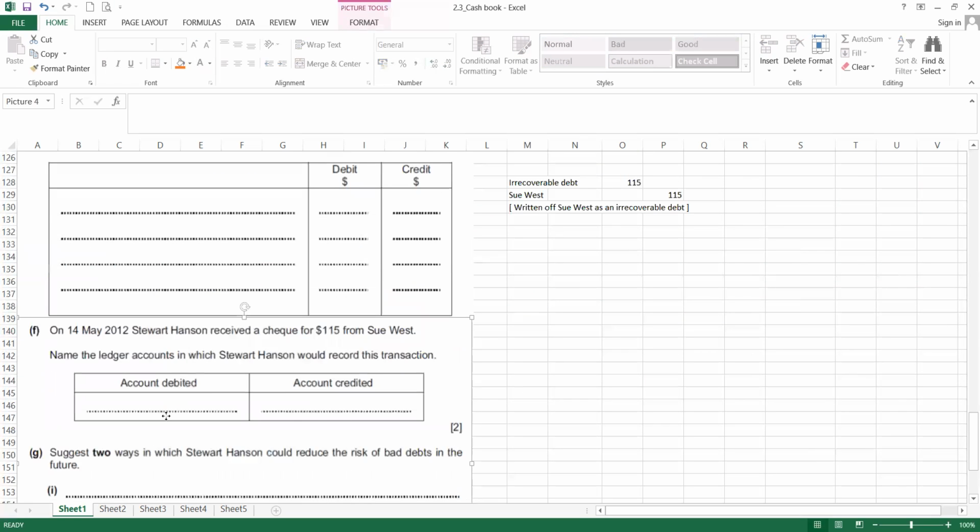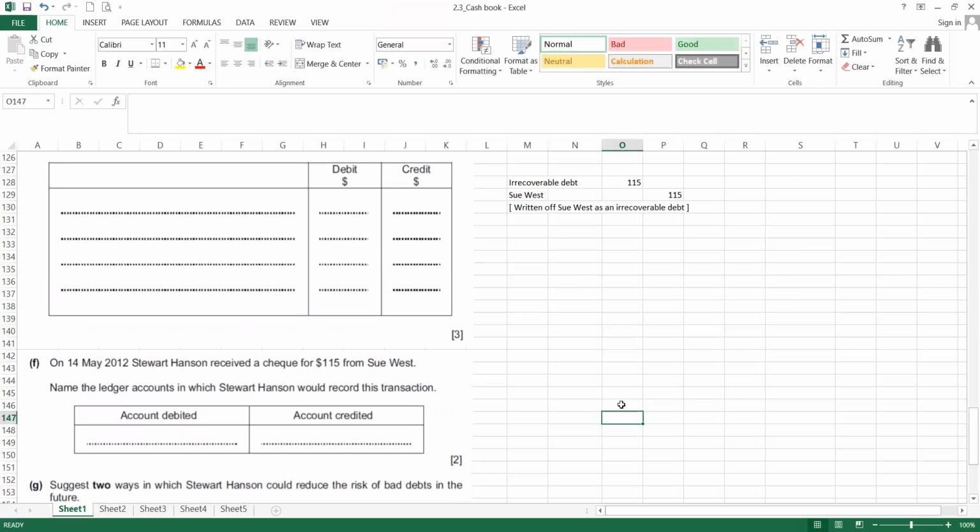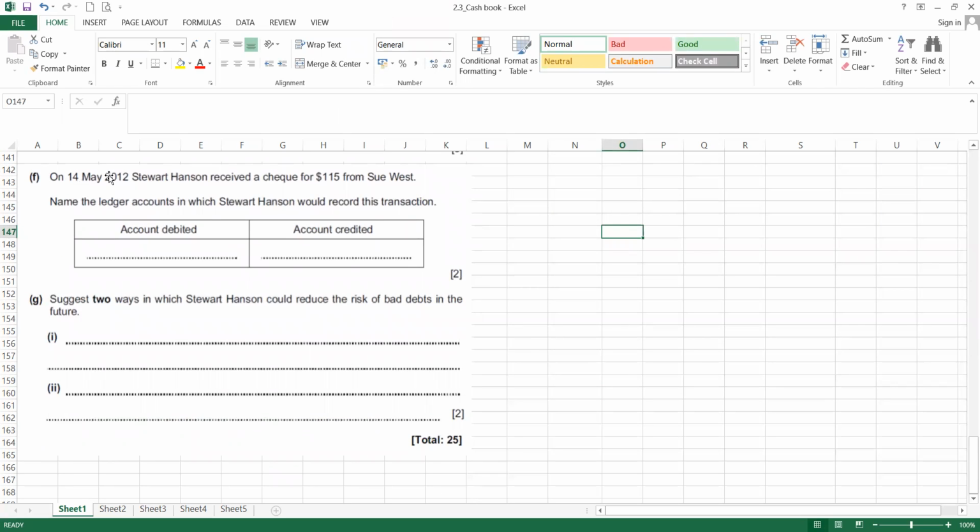Now let's move on to the remaining. For F, on 14 May 2012, Steve received a check for 115 from Sue. The account was already closed. Suddenly, we receive back the money. There is an account we call bad debt recovered.